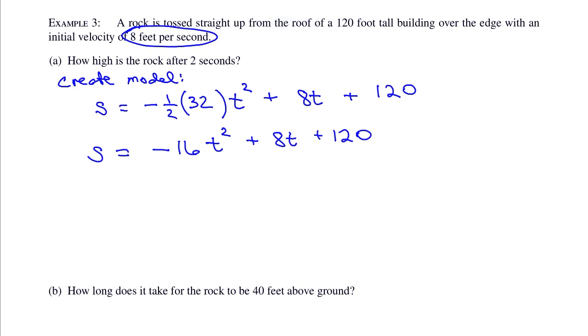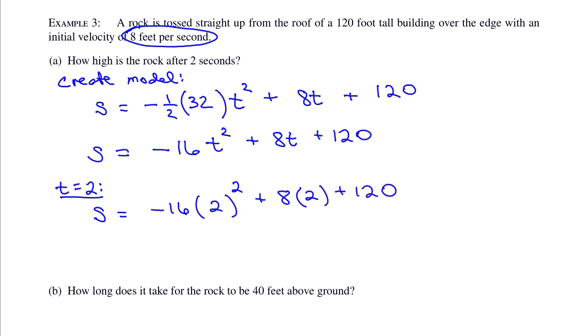Now, we want to know the height of the rock after 2 seconds. So when t is equal to 2, we have s is equal to negative 16 times 2 squared plus 8 times 2 plus 120. And if you use your calculator to figure that out, that's 72 feet. Notice that the feet units come from the other units being used: 120 feet, 8 feet per second.